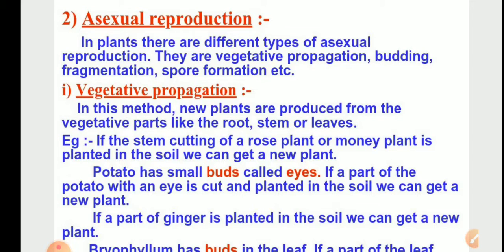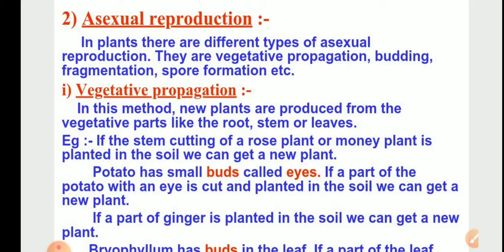In plants, there are different types of asexual reproduction: vegetative propagation, budding, fragmentation, and spore formation. These are the types of asexual reproduction in plants. Vegetative propagation is also called vegetative reproduction.